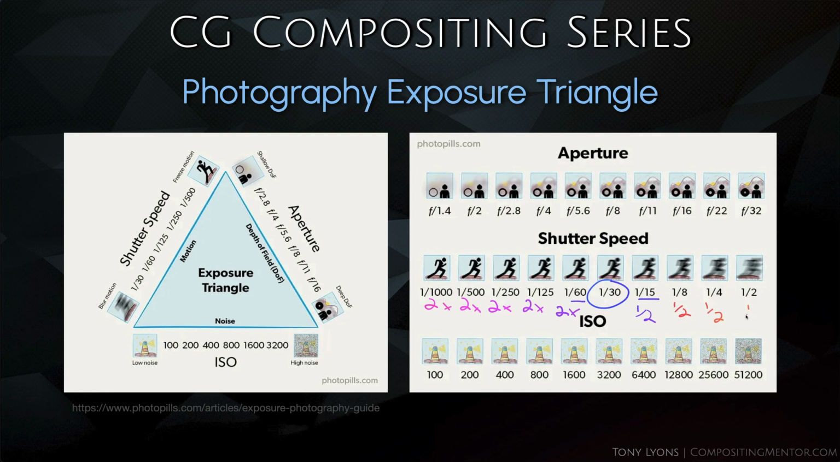Half, half, and half. When we go to ISO, we find the same thing. Let's start at 1600, and then we have 32, 64, 128. On the other side, we have 800, 400, 200, 100. So it's basically just half, half, half, double, double, double.